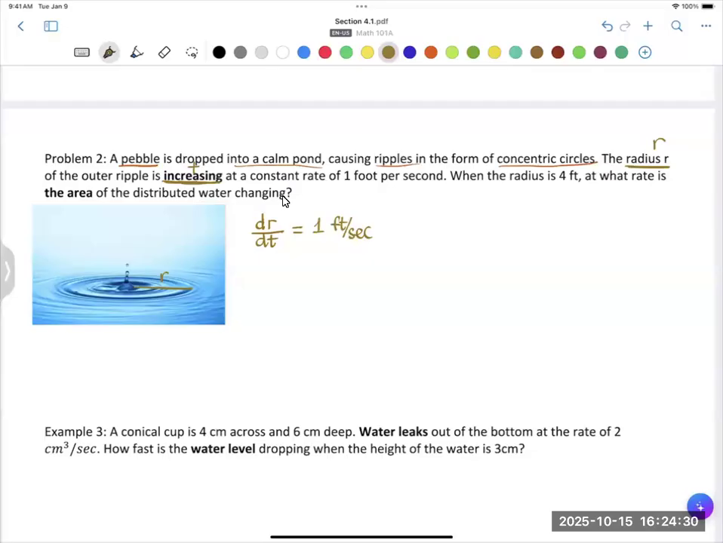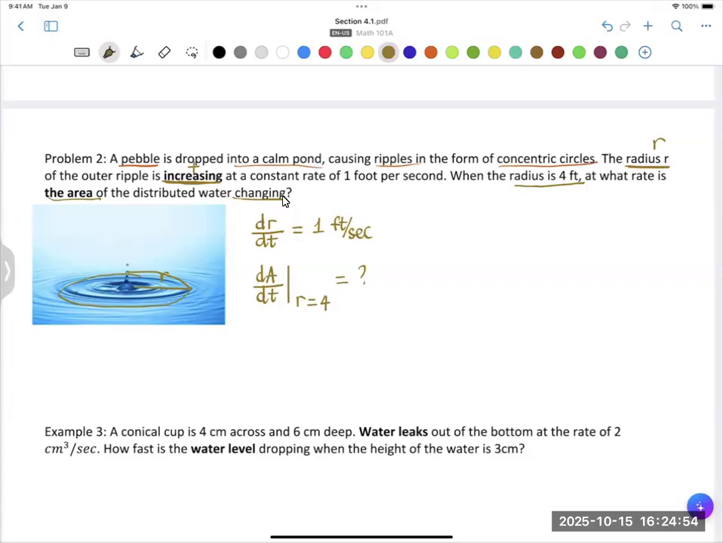So it means when the radius changes, how does the area of the water change, which is the circle? The area of the circle is changing when the radius is 4. So the derivative of the area with respect to time when the radius is 4 is equal to how much?